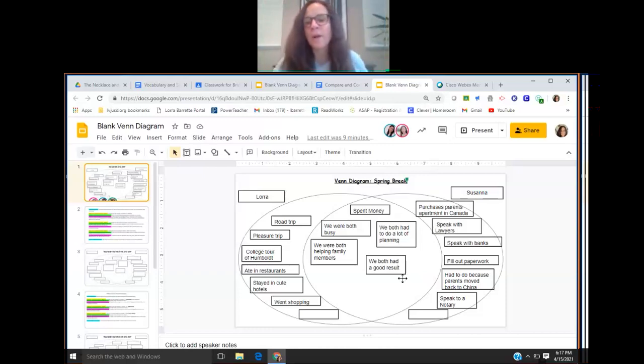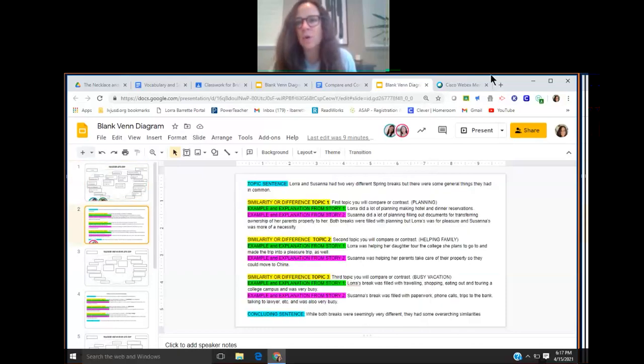So now, why are we doing all of this? Why are we trying to figure out what's the same and what's different? It's to prepare for writing a compare and contrast paragraph. But for this exercise, we're not going to write the whole paragraph. We're just going to write the outline. So if you go to the second page, this is the format for the outline. So we need a topic sentence. So Laura and Susanna had two very different spring breaks, but there were some general things they had in common.